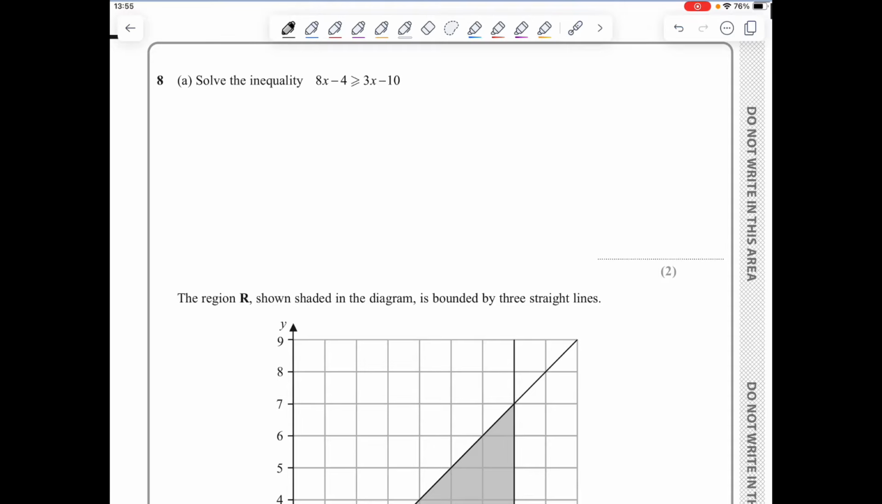For part A of question 8, I'm just going to take the 3x to the left and the minus 4 to the right, so 8x minus 3x is greater than or equal to 4 minus 10, so 5x is greater than or equal to minus 6. x is greater than or equal to minus 6 over 5.